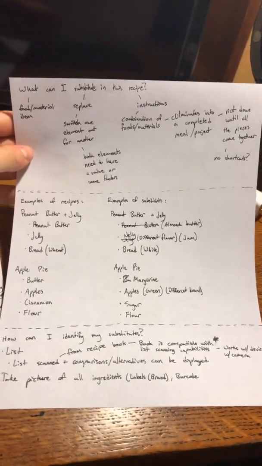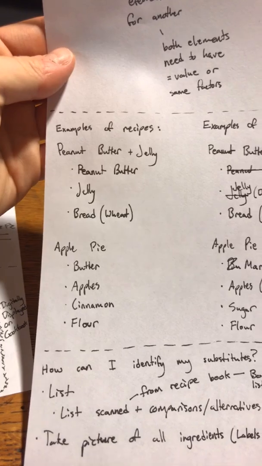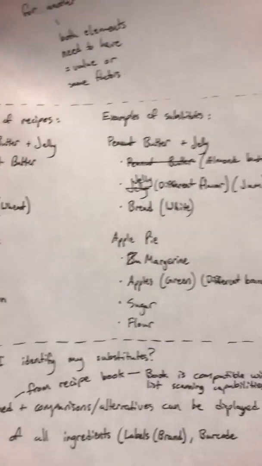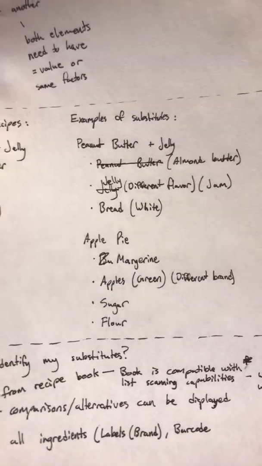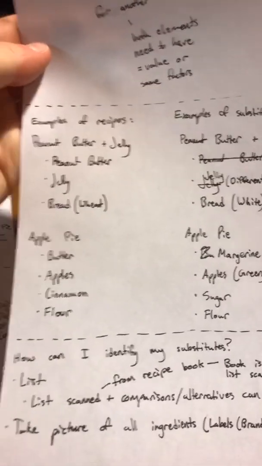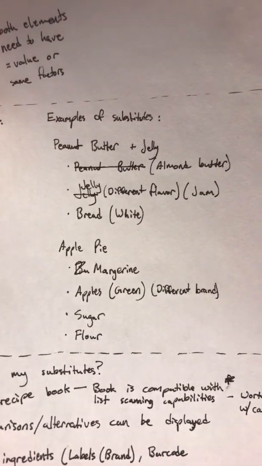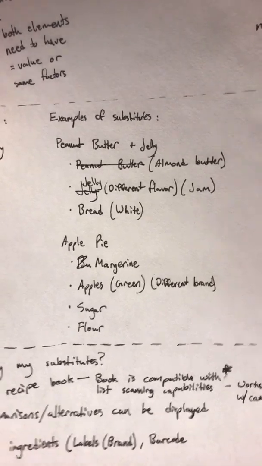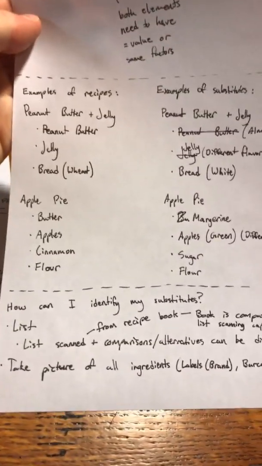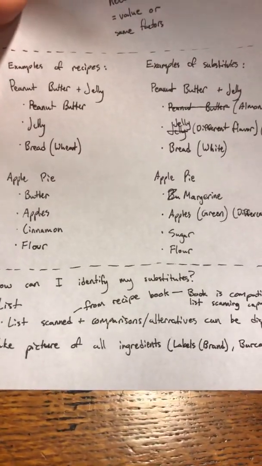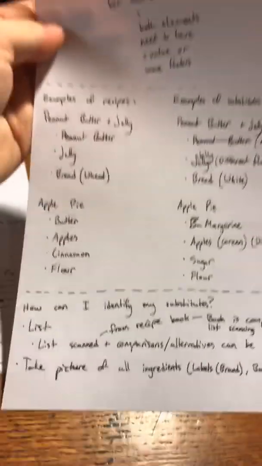Basically, I broke down the word association, and then I showed some examples of recipes, and then examples of the substitutes on those recipes. You have peanut butter and jelly, you have the wheat bread, and switch that out for a different flavor of jelly, jam, or bread, or white. Change the peanut butter to almond butter. For apple pie, you have butter. Change that to margarine. For cinnamon, you can change it to sugar, flour, etc.